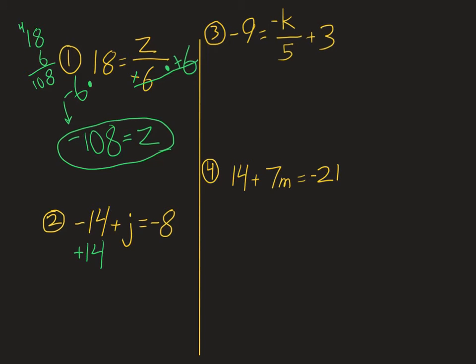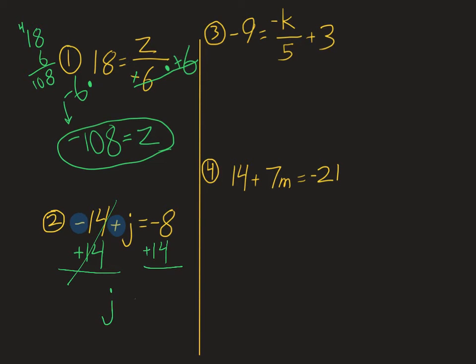The potential confusion here might be this plus. That plus is connected to the j. It's telling us that j is a positive variable. This negative sign on the 14 is telling us it's 14 bad guys that are adding to j. So we're going to have to bring 14 good guys to cancel. And we're going to do the same to both sides to keep it balanced.